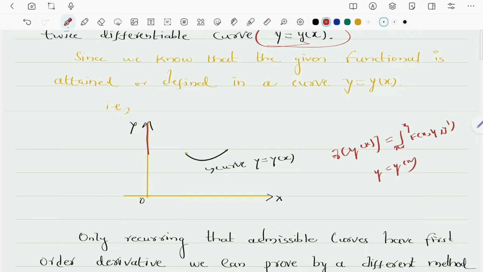Graphically it can be represented with the x-axis and y-axis. Take the 2 points.